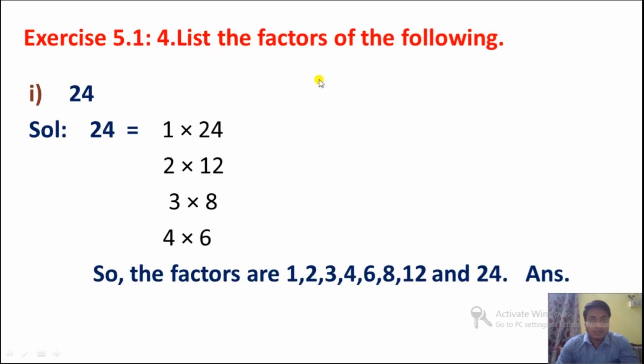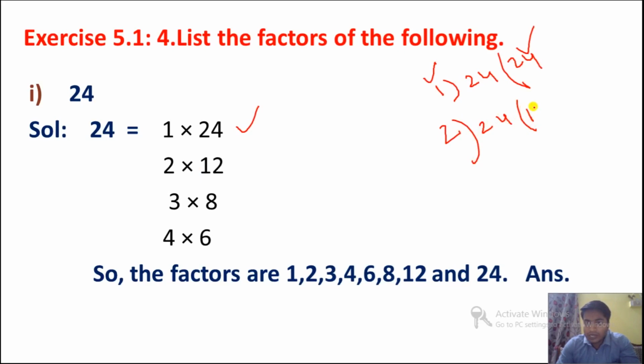Now list the factors of the following. This is question number 4 from exercise 5.1. First, 24. So we have to find the factors of 24, that means the numbers by which we can divide 24. First we can divide by 1. It will go how many times? 24 times. So 1 and 24 will be factors, as you can see here. Then we will check by 2. It will go 12 times. So 2 and 12 will be factors, as you can see here.